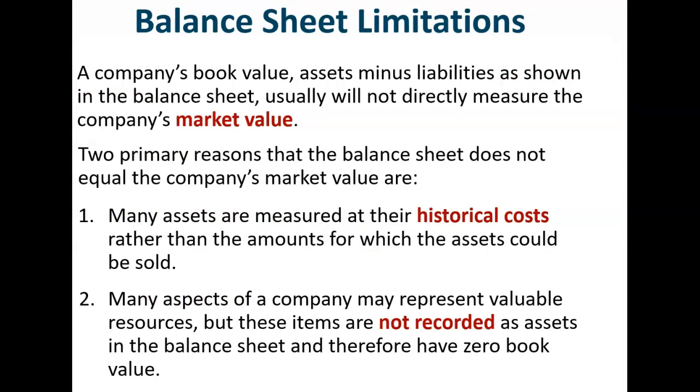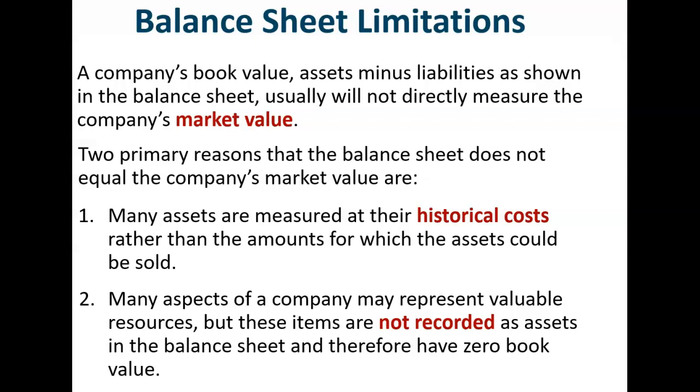The company's book value is defined as the company's assets, shown on the balance sheet, minus the liabilities, shown on the balance sheet. However, the company's market value represents the price at which something could be sold in a given market. Despite its usefulness, the balance sheet does have some limitations. One important limitation is that the company's book value will usually not be equal to the company's market value.